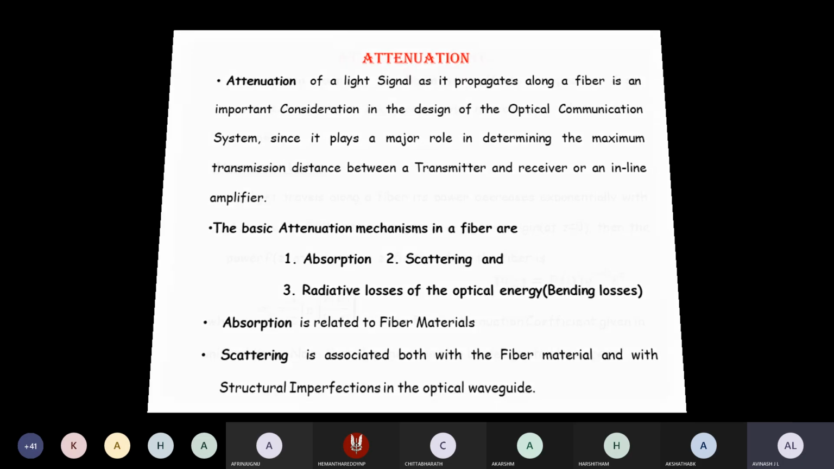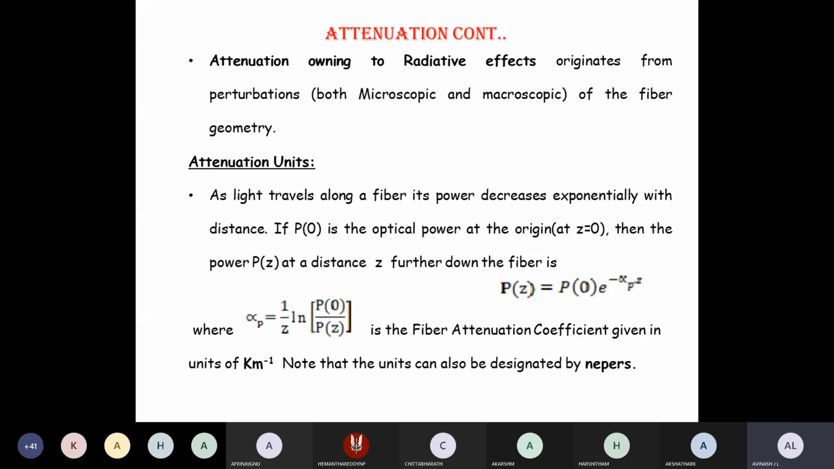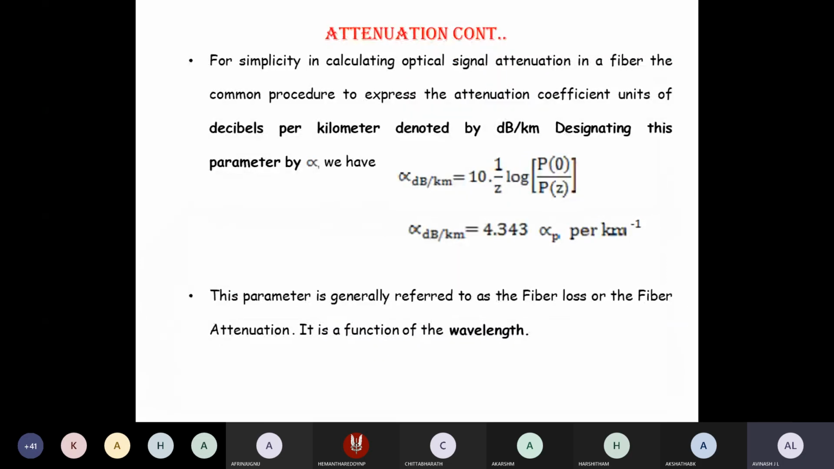After that, attenuation units. That particular equation you are going to write, and you are going to write the equation in terms of dB per kilometer. What is the relationship between alpha dB per kilometer and alpha P? That also you are going to write. Finally, you are going to write that this parameter is generally referred to as fiber loss or fiber attenuation. It is a function of wavelength. So attenuation we are going to understand.